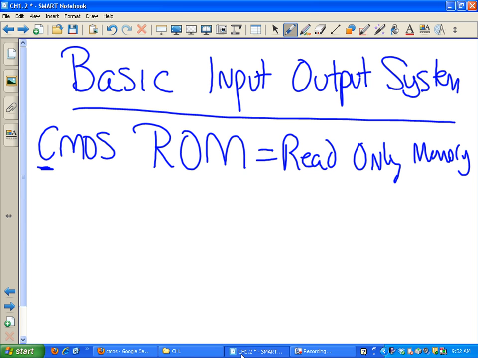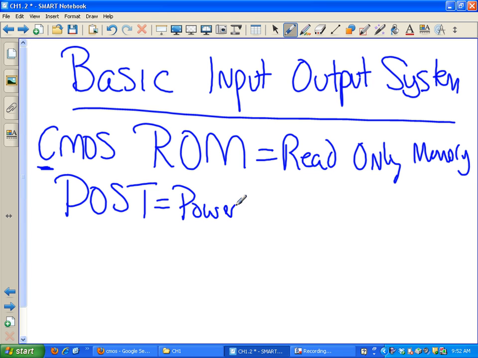The first thing it does is it runs the POST, or power on self-test.